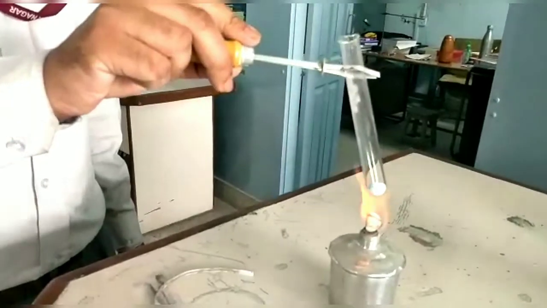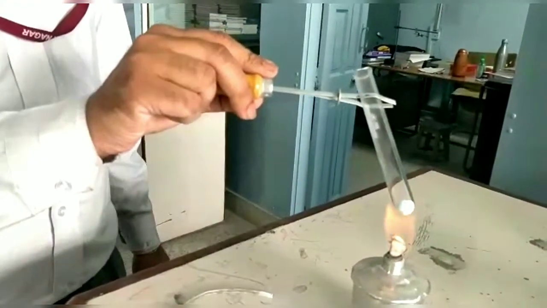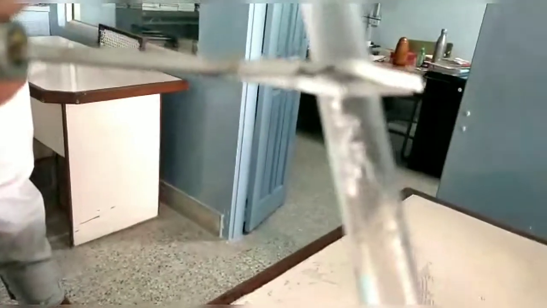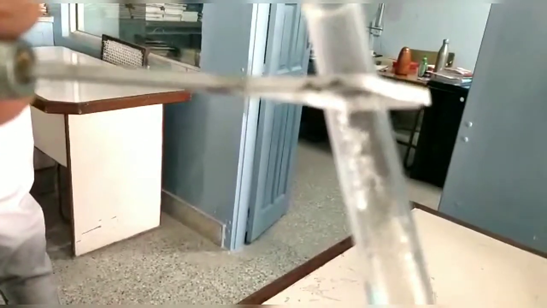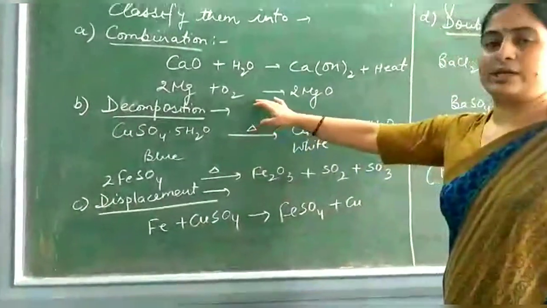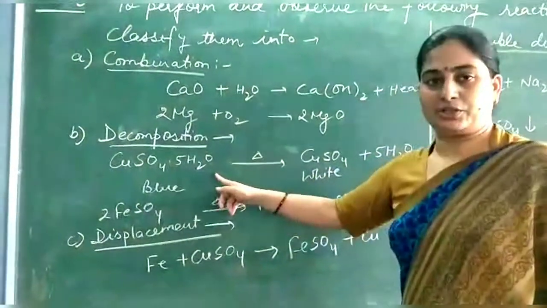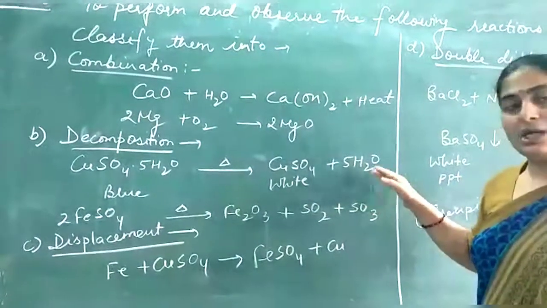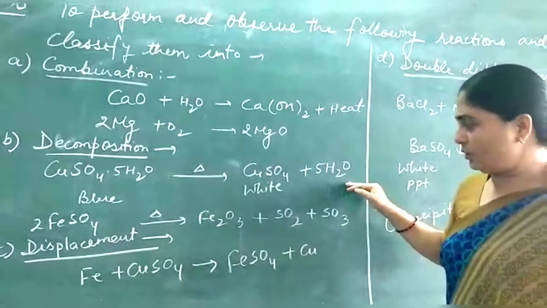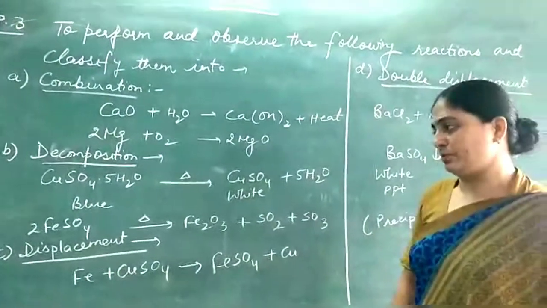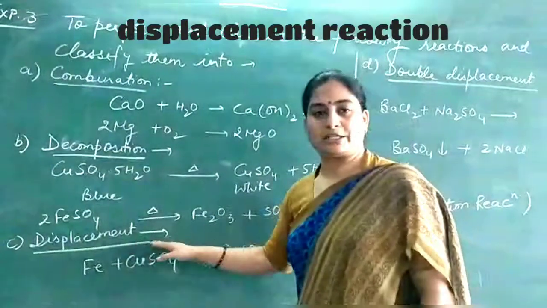You can see it clearly, it changes to white, and you can see some water droplets on the upper side of the test tube, and these are the 5 water molecules that come out. So this is the decomposition reaction: CuSO4·5H2O on heating changes to white colored copper sulfate, along with the liberation of water molecules that you have seen as water droplets on the inner sides of the test tube. Next we have displacement reaction.